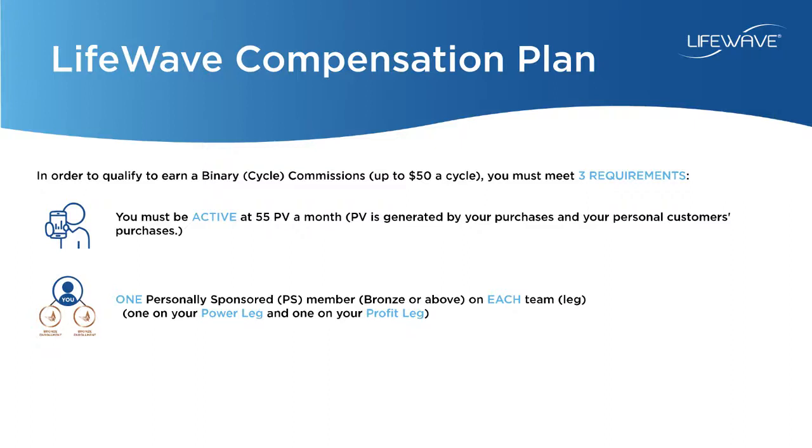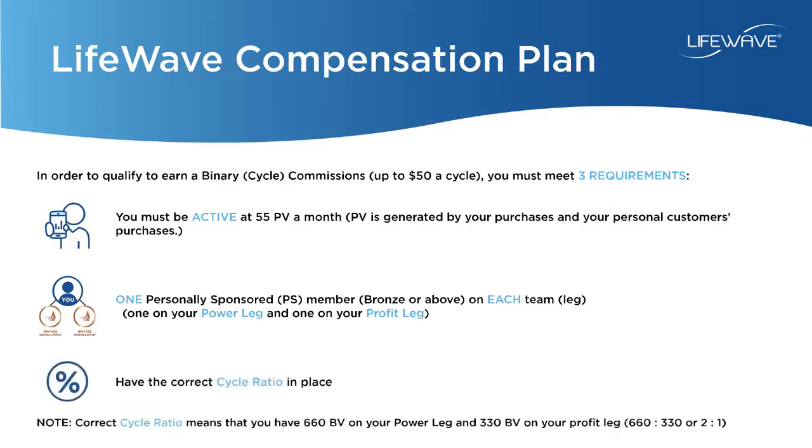That's our first kit. You also have to have that correct cycling ratio like we talked about. The 660 BV on your power leg and the 330 BV on your profit leg. Once you've met those 3 requirements, you're eligible for those commissions.